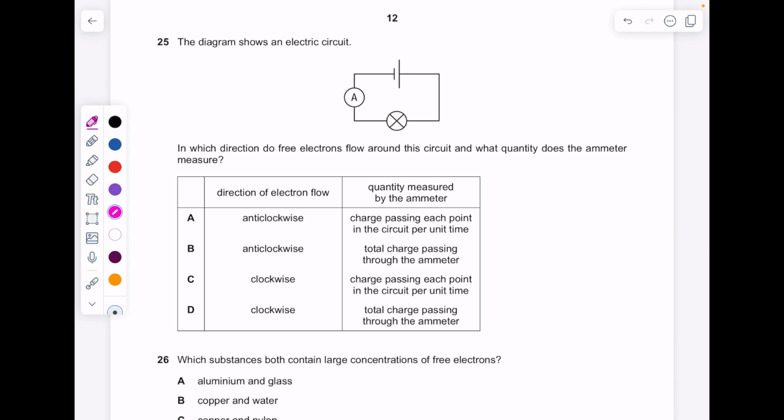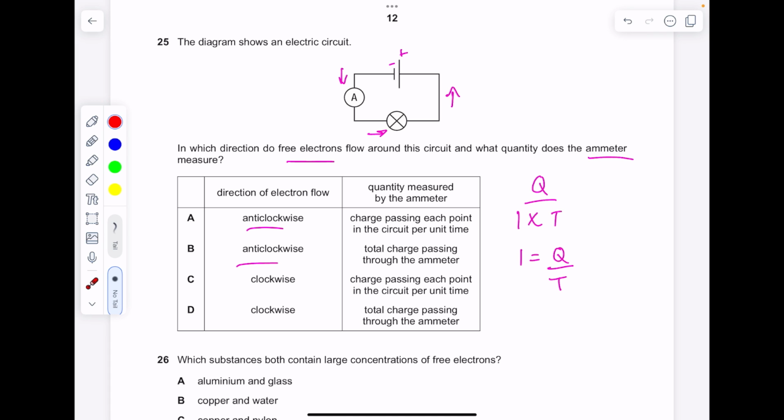The diagram shows an electric circuit. In which direction do free electrons flow around this circuit, and what quantity does the ammeter measure? Because it's asking about electrons, they're going to flow from negative to positive, so in this direction, which is anti-clockwise. The ammeter measures current. You can see here that current is charge divided by time. So we need to pick this option A. It's the charge passing each point in the circuit per unit time.